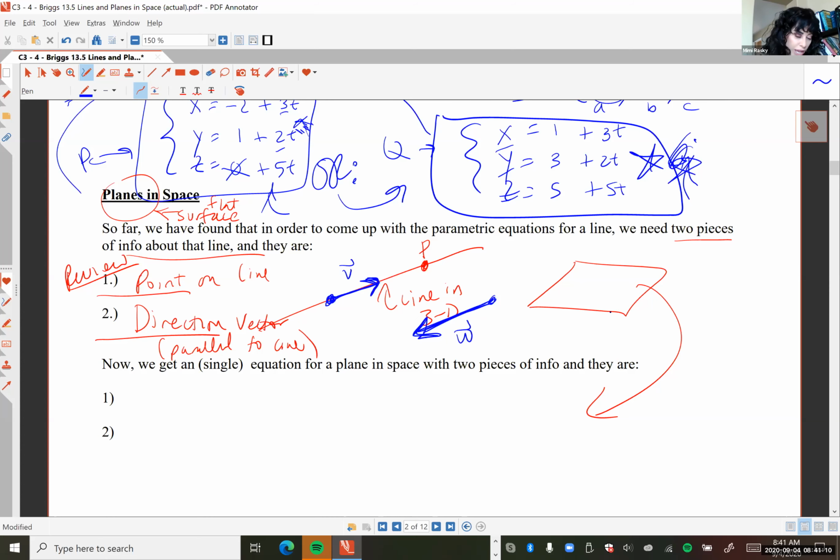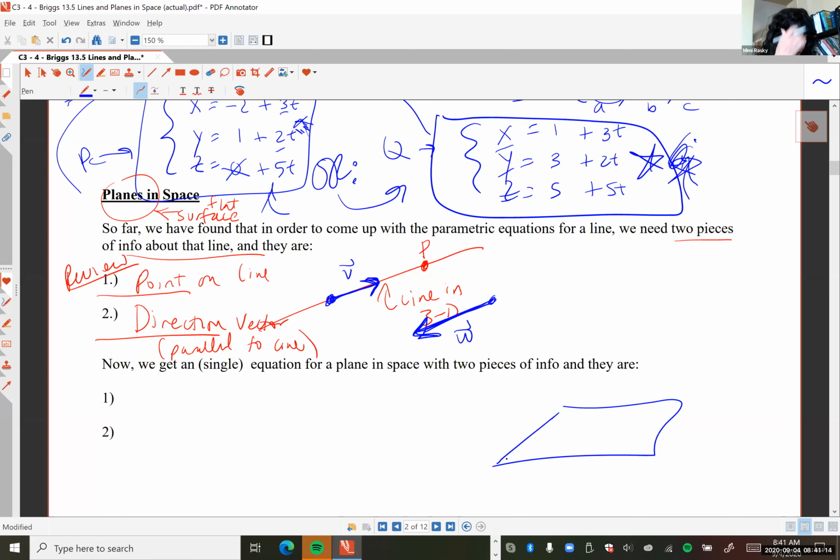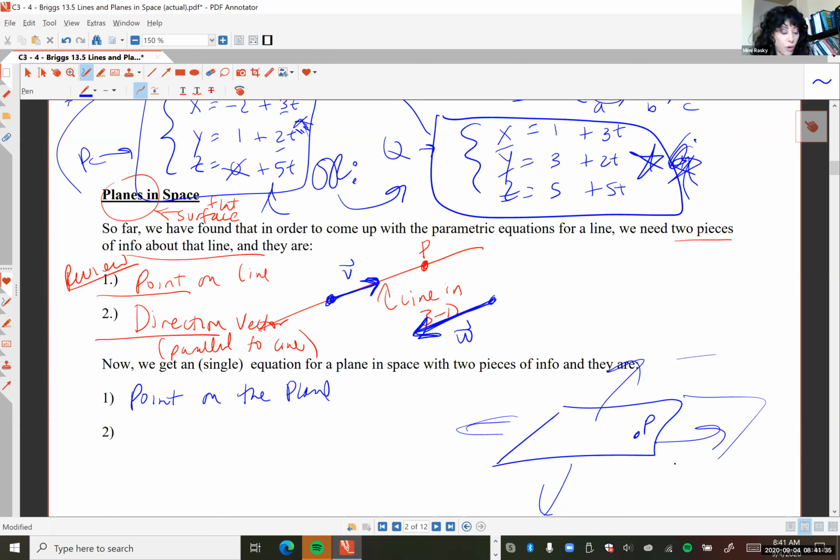So when you have a plane in space, back to my plane, you need 2 pieces of info, but it's a little bit different from the pieces of info to get the line. Here's the first one that's similar. You need a point on the plane. That's easy. So you'll have some point here, P. Any point on the plane is fine. And the plane goes off in infinity directions. It goes that way, that way, that way, and that way. So I just drew a portion of the plane.